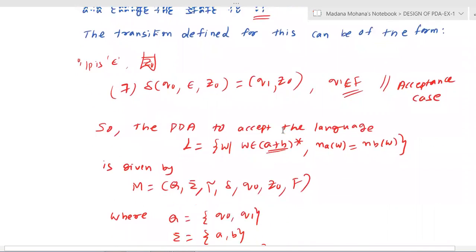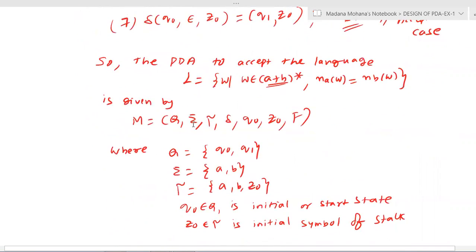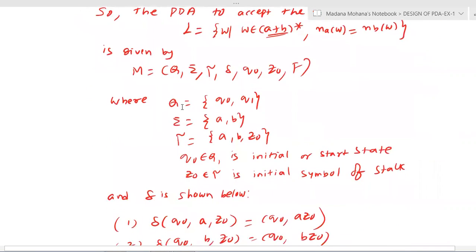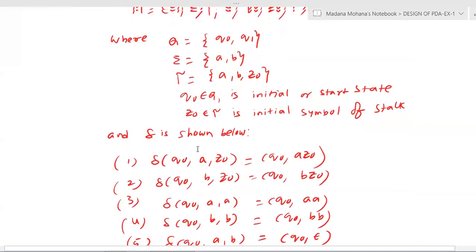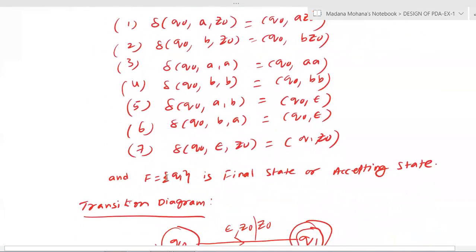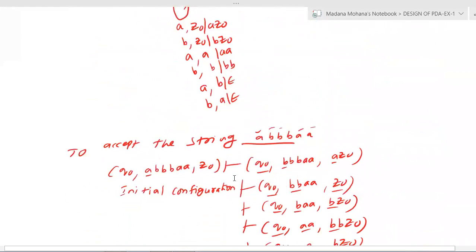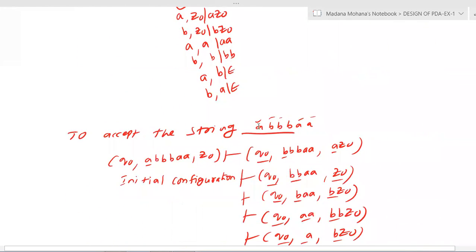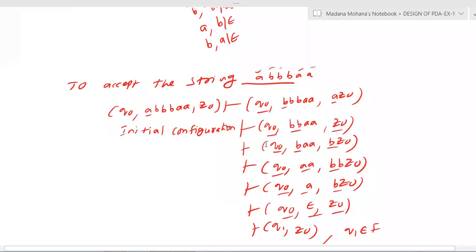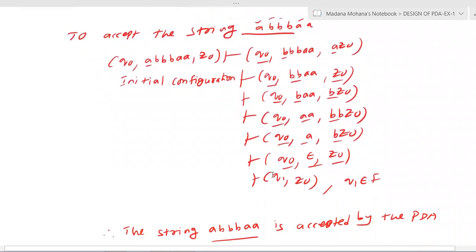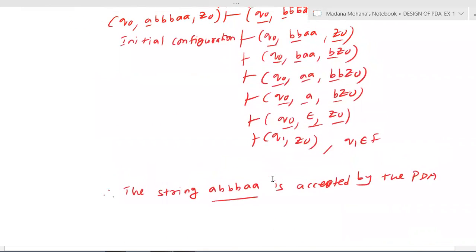So the final PDA to accept the language is shown below with 7 tuples. All tuple values are listed here, including transitions. Then the transition diagram is also constructed here. Finally, we have verified one string which can be derived from the language, and the string is accepted here. So this is the final solution.